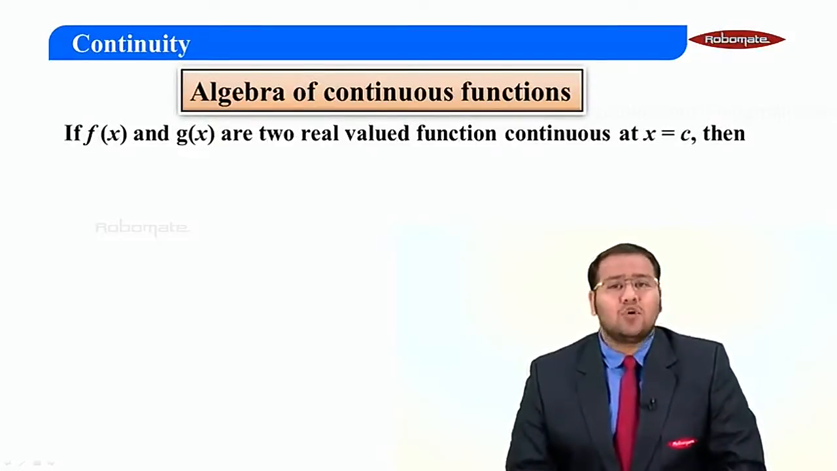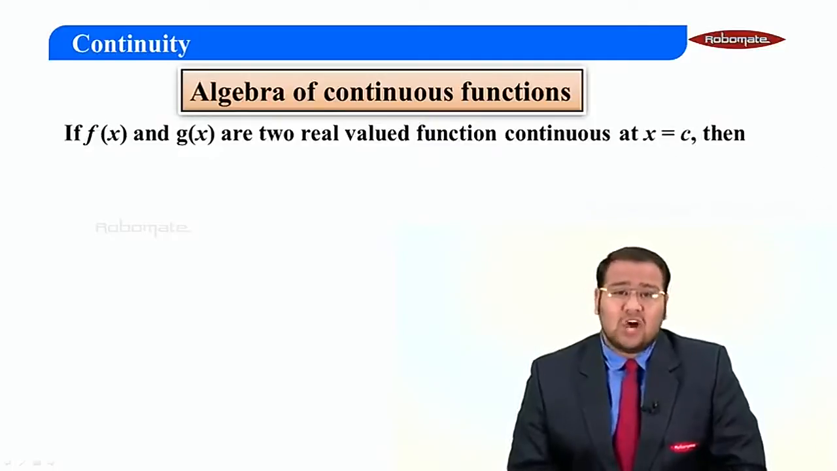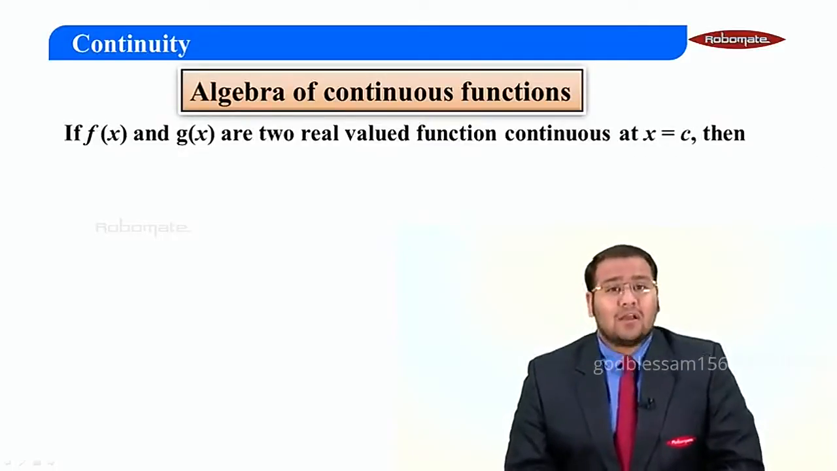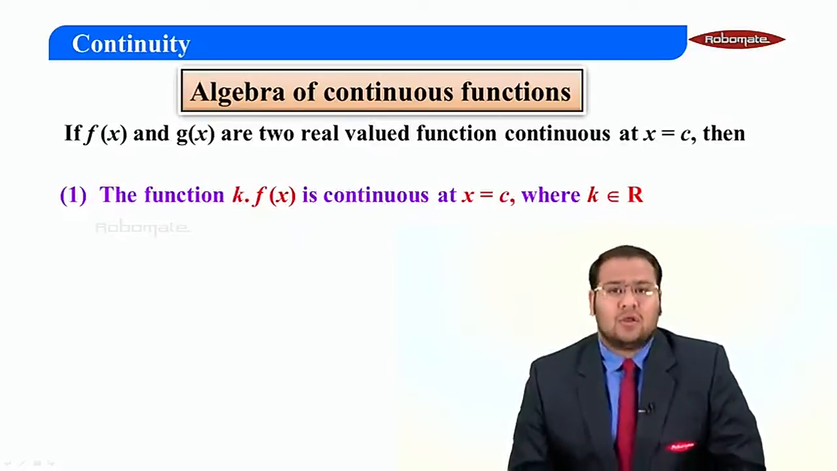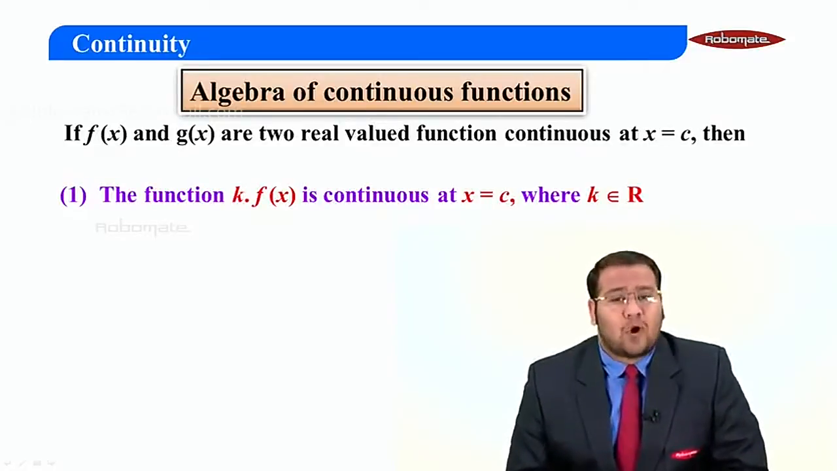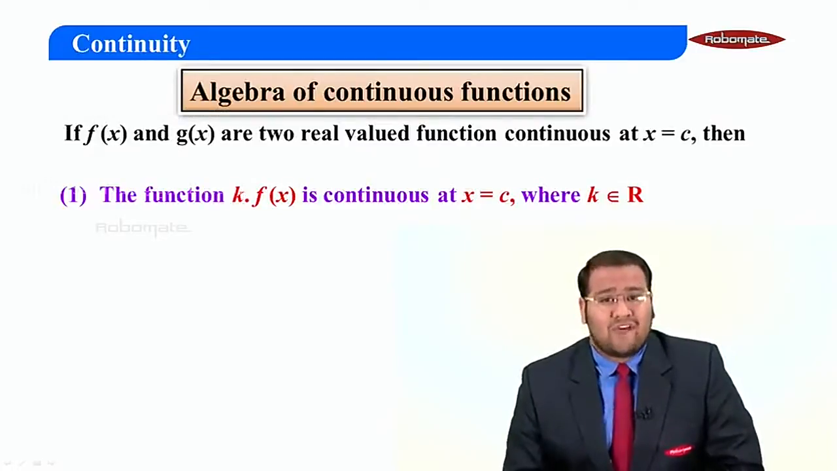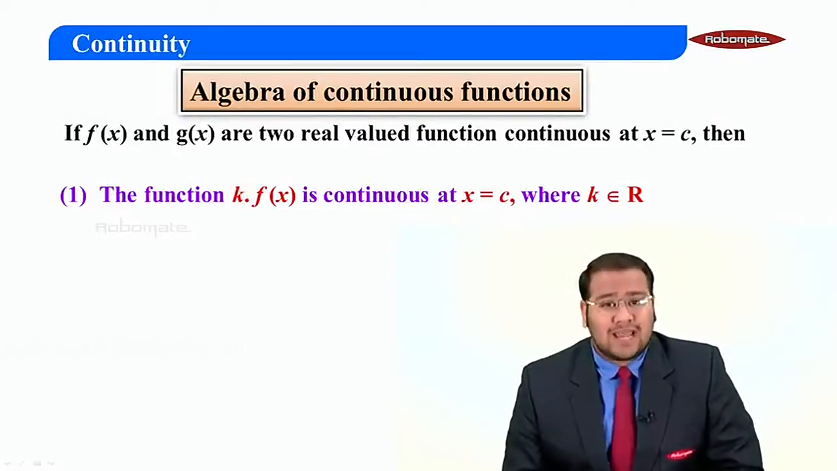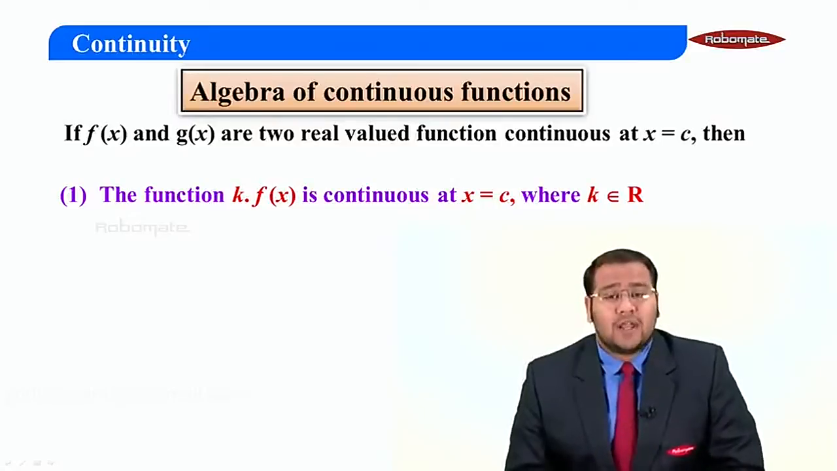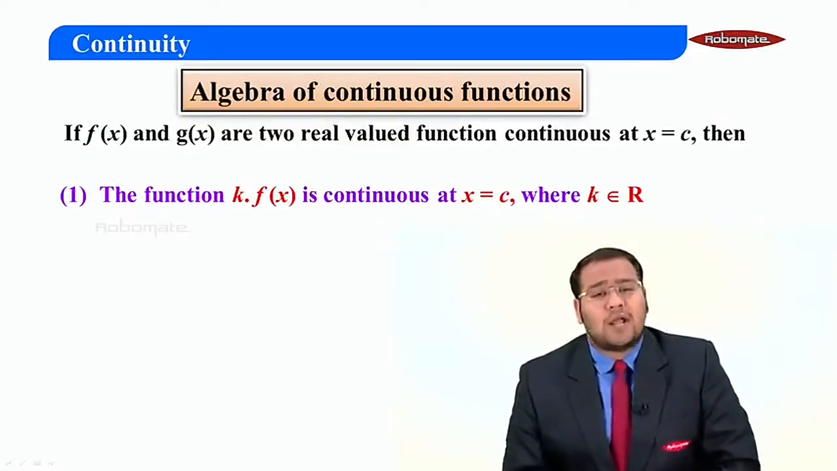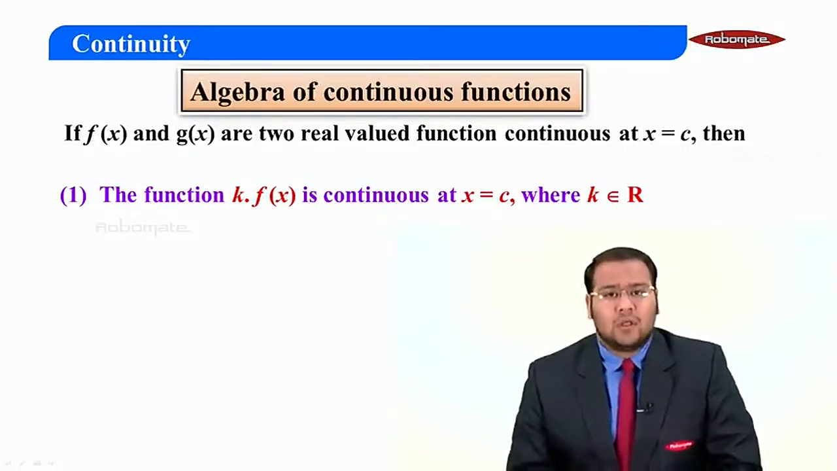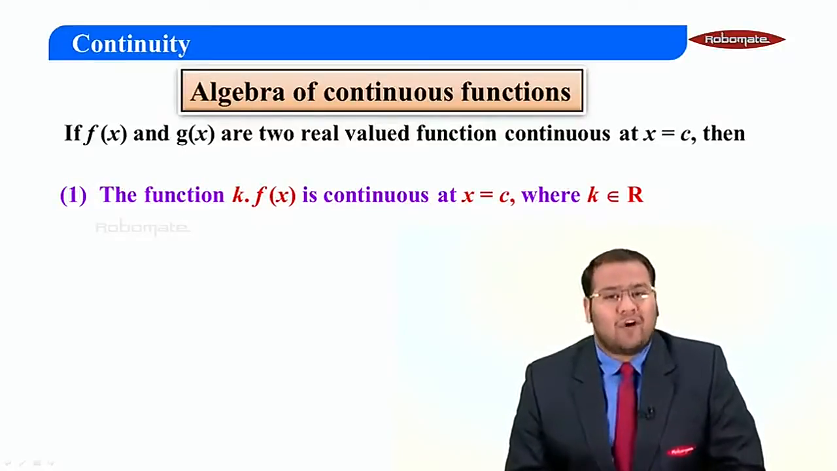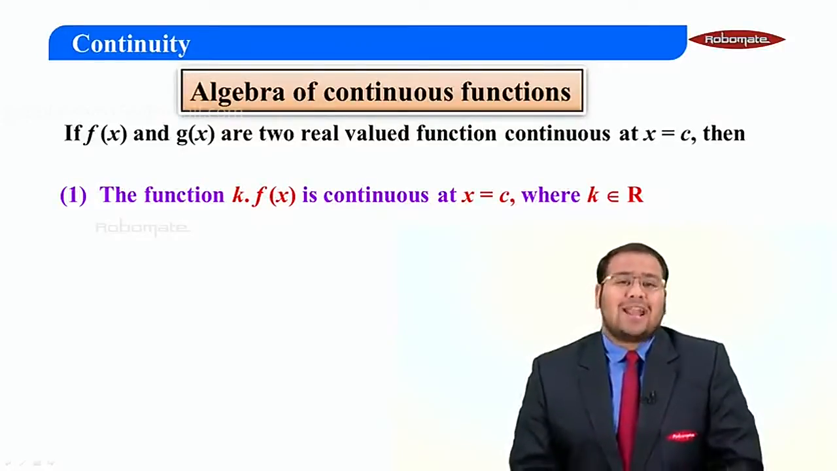If you have two functions as f of x and g of x and they are continuous at x equal to c, then all these 6 points are very important. If a function is continuous, then I can say that a constant into function is also continuous. What is that? A function k into f of x. In this case, k is a constant. So k into f of x is also continuous at x equal to c.